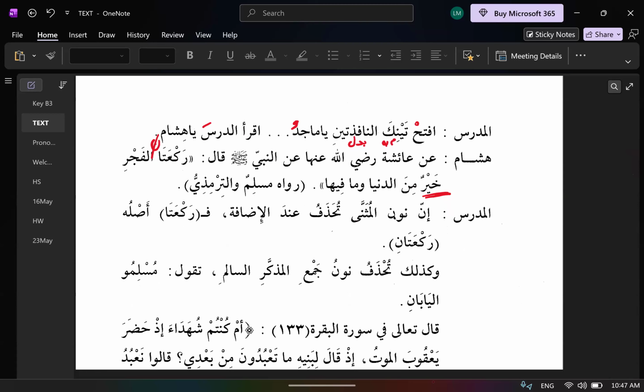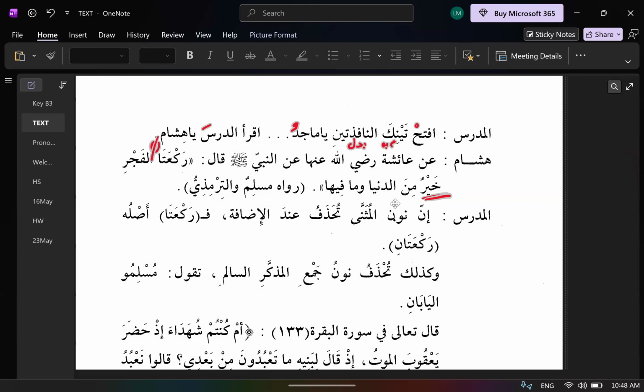So Mudarris says, "Inna noonul musanna," surely the noon, inna noonan musanna, right? Should be noonan musanna because ismaina. "Tuhzafu indal izafati," gets dropped. Tuhzafu, this is فعل مضارع مبني للمجهول. حذف يحذف, from there تحذف. So ta having a dhamma and second last letter having a fatha. This is majhul. Fa rak'ata asluhu rak'atani. So the noon got dropped. So asal actually was rak'atani, and then noon got dropped.